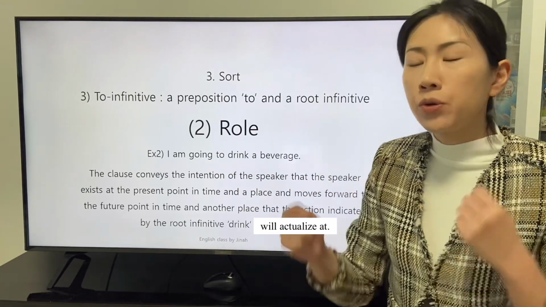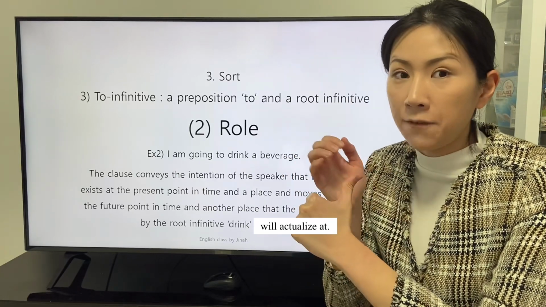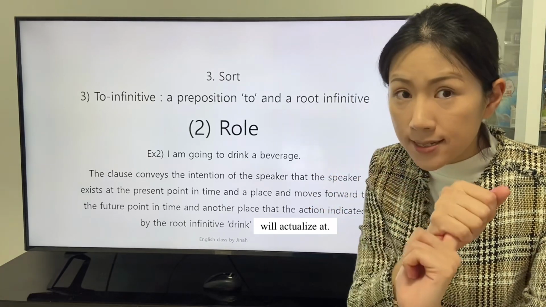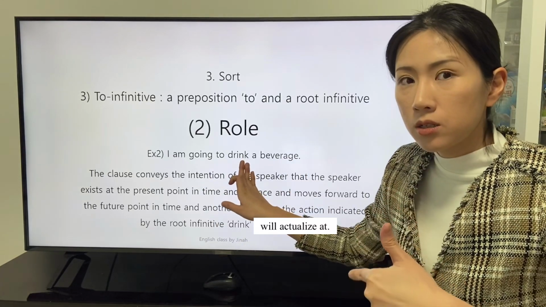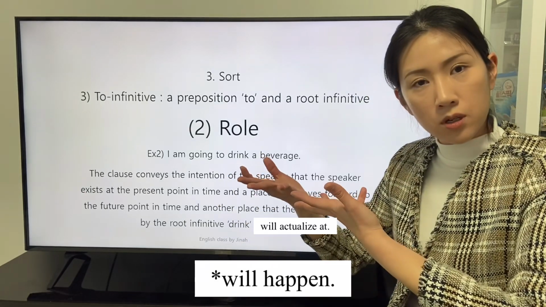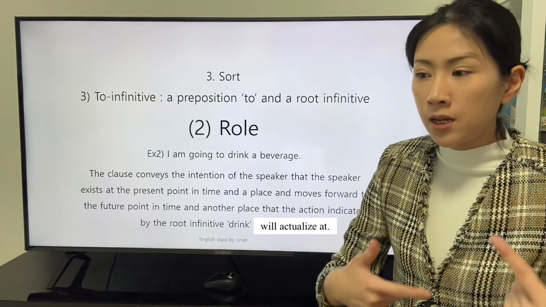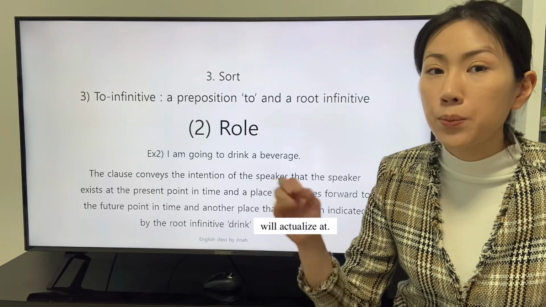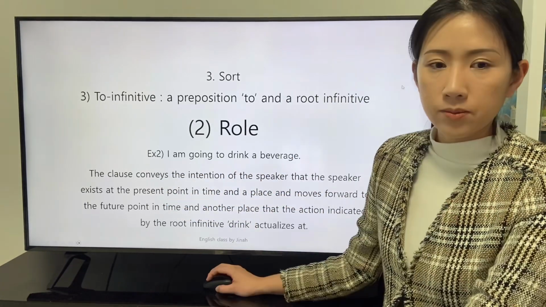We are going to a specific point in the future and a specific place that the action indicated by the root infinitive drink. So this clause can be replaced with the application of the modal verb will. I will drink a beverage.